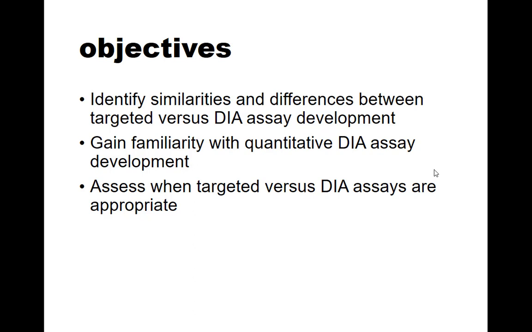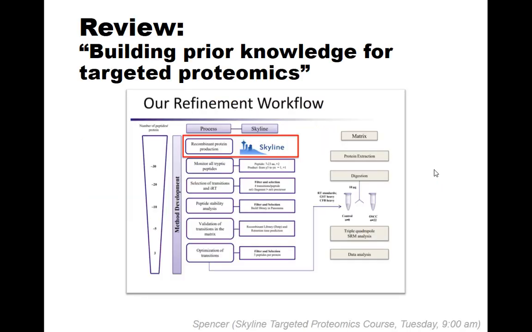So what we were just doing with Brian and the Walnut tutorial was more just detecting, right? And then we dumped it into Skyline. Now what? And the last thing I hope you're able to do is assess when a targeted quantitative assay is more appropriate than a DIA and when a DIA assay is more appropriate than a targeted.